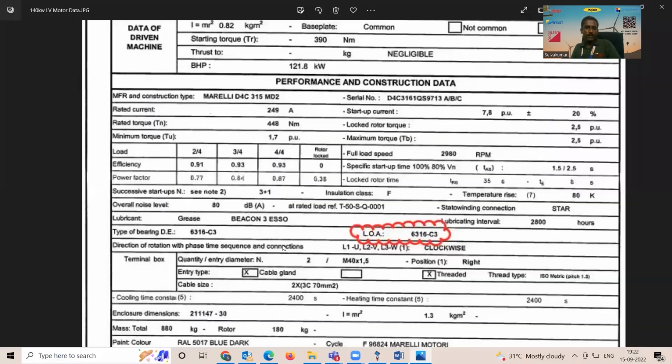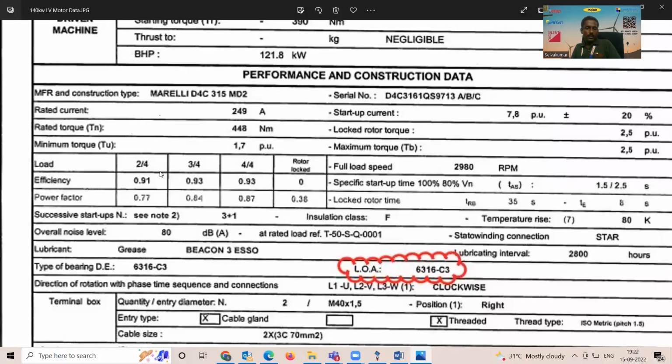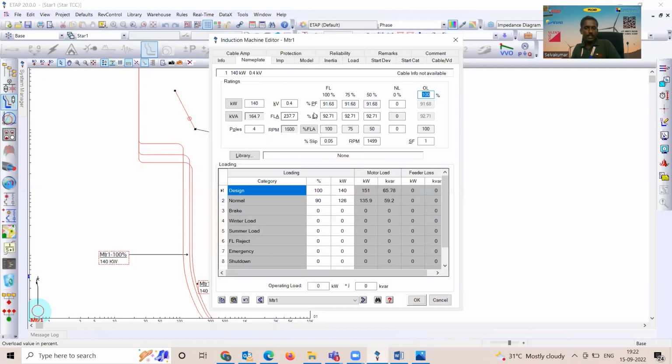Power factor is 87%. For 2/4, that is 50% of the load, 3/4, that is 75% of the load, and 4/4, that is typically 100% of the load, you have data. 93% efficiency, 87% power factor, which we can feed in. 87% power factor, 93% efficiency, 249.7 amps. That's perfectly all right.